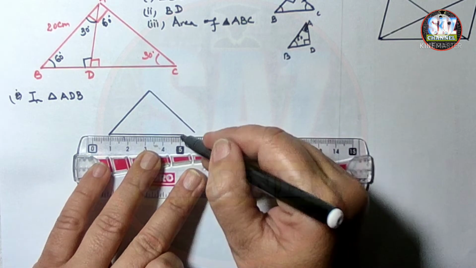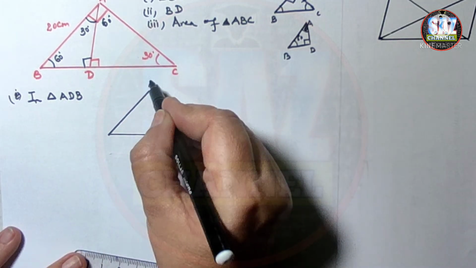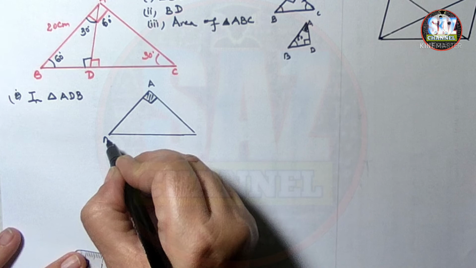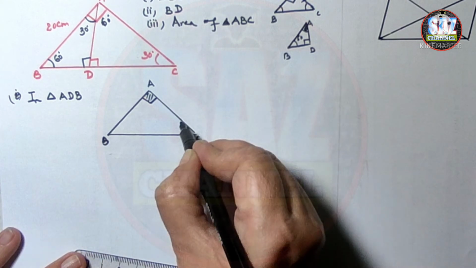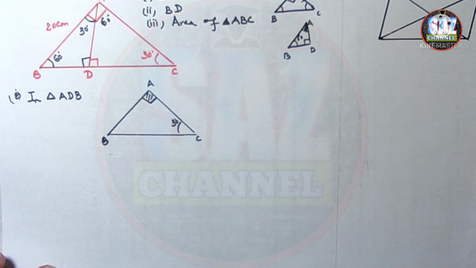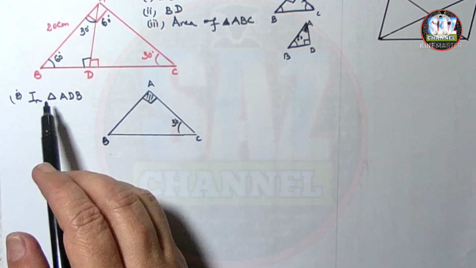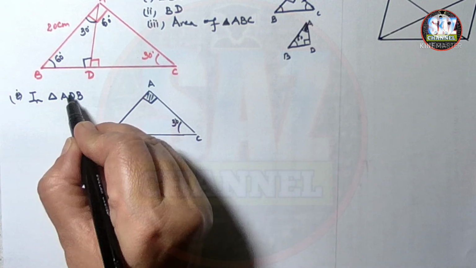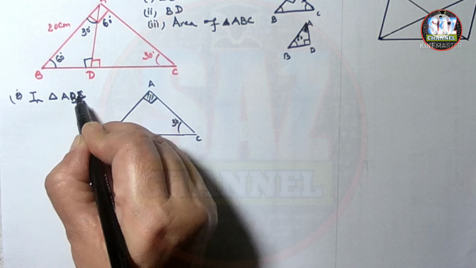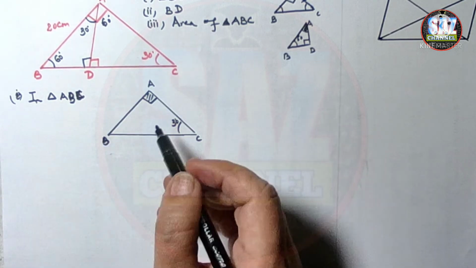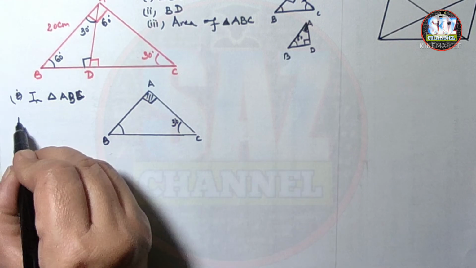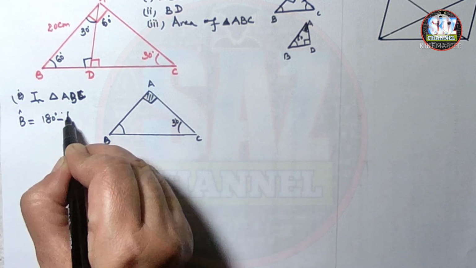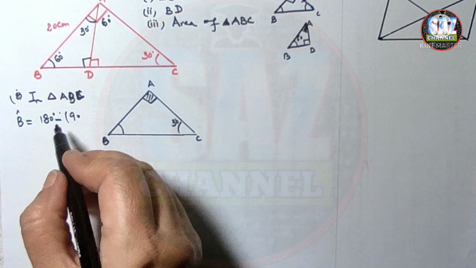This is vertex A, with 90 degree measure, given in the question. This is B, and this is C, which is 30 degrees, as given in the question. Now in triangle ABC, angle B is 180 minus 90 plus 30.